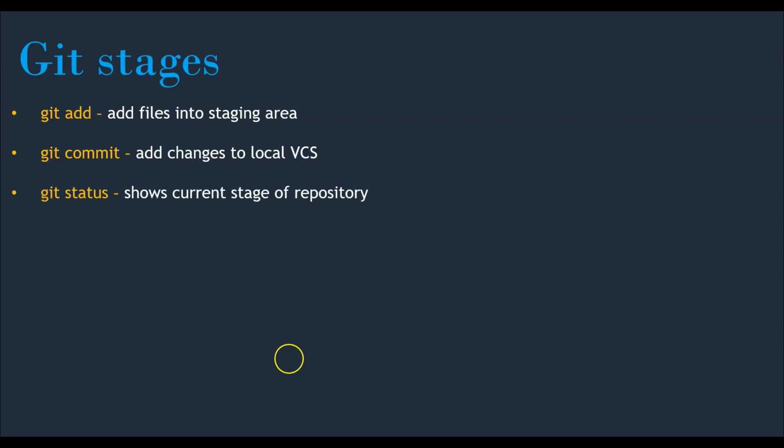Now git status shows the current state of the repository, meaning in which location your existing files are available. That tells about git status. Then git log shows commit history. We have seen how many commits we have done on our repository by using git log. So these are the commands we have used in this lecture. That's all for this lecture. See you in the next lecture.